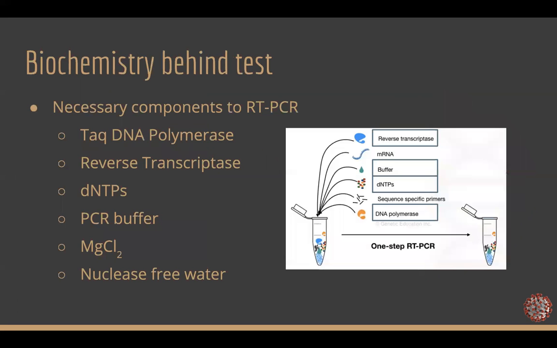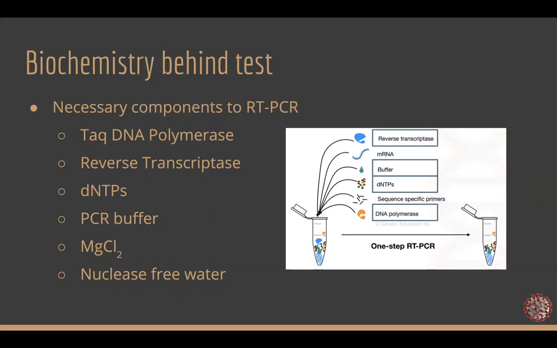So a little bit more about the biochemistry of the test. Because this is an RNA virus, we need to take an extra step in PCR, which is a reverse transcription step, so RT-PCR for short. The necessary components to conduct this type of test to detect SARS-CoV-2 are Taq DNA polymerase, reverse transcriptase, dNTPs, PCR buffer, magnesium chloride, and nuclease-free water.